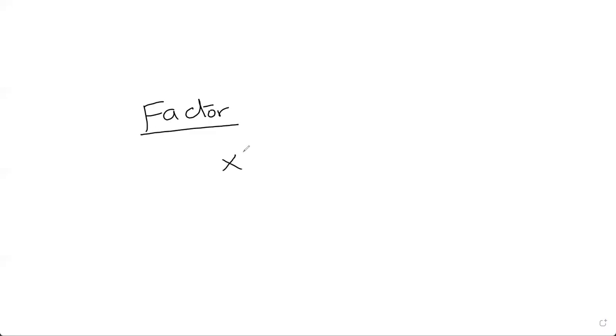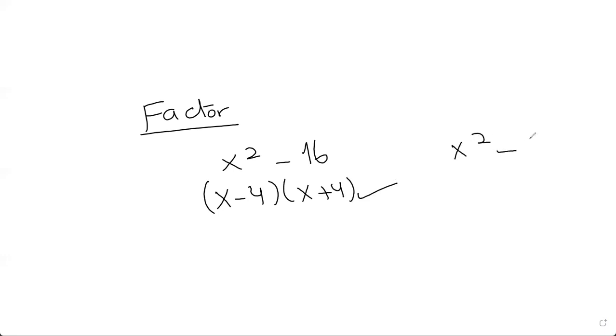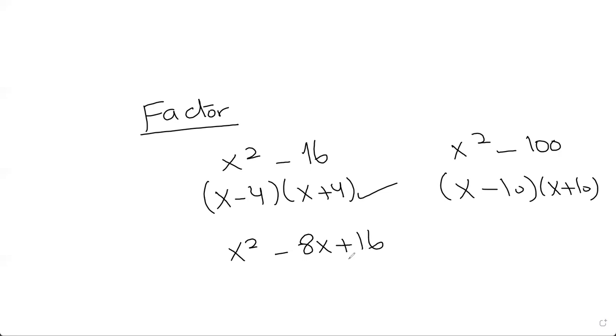If we have x squared minus 16, that's difference of squares, x minus 4 and x plus 4, and that's the answer. What if we have x squared minus 100? So it's x minus 10 and x plus 10. What if we have x squared minus 8x plus 16? It's x minus 4 and x minus 4, which is x minus 4 all to the power of 2.